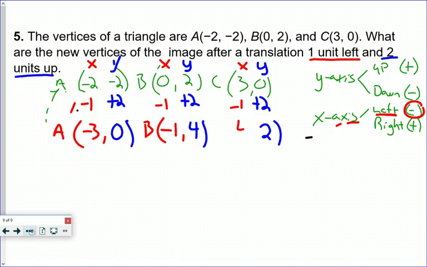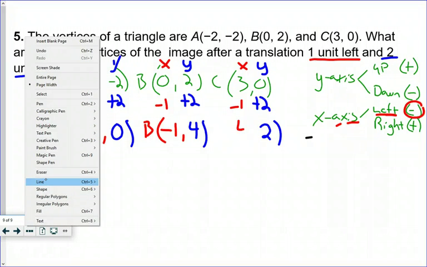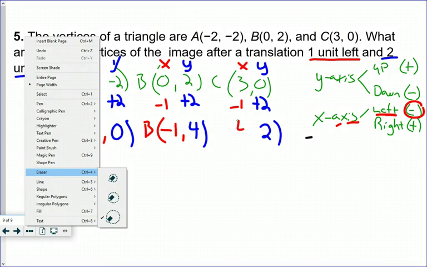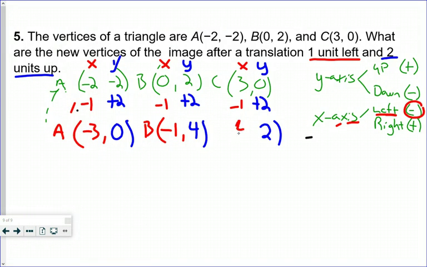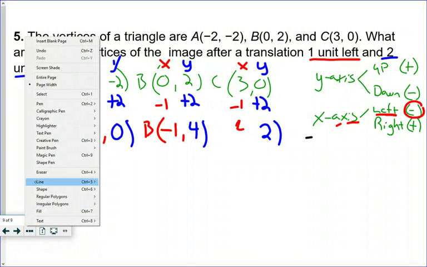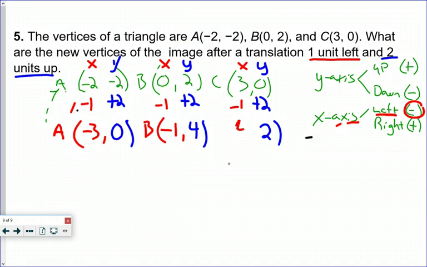And I got to get an eraser here. There we go. Come in here. Oops. Guess it did give me another eraser. There we go. Get rid of that.